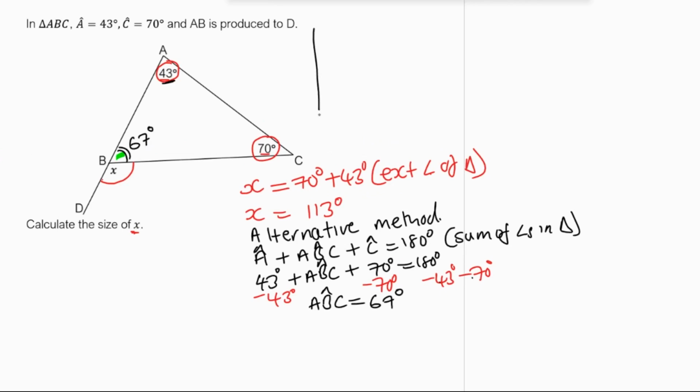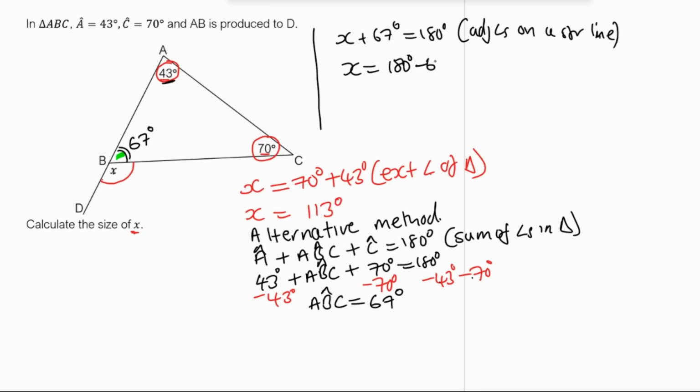Let me use this space up here. So if we check, angle X and angle ABC are adjacent angles on a straight line. So you can say X plus 67 degrees is equal to 180 degrees because they are adjacent angles on a straight line. And then we can say therefore X is equal to 180 degrees minus 67 degrees. So X is equal to 113 degrees.